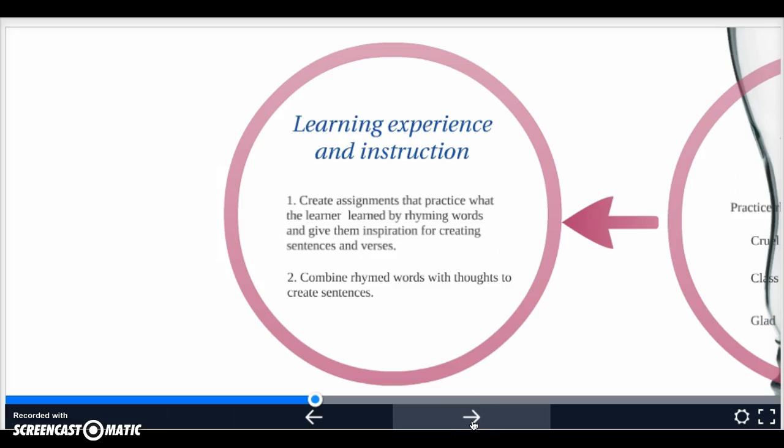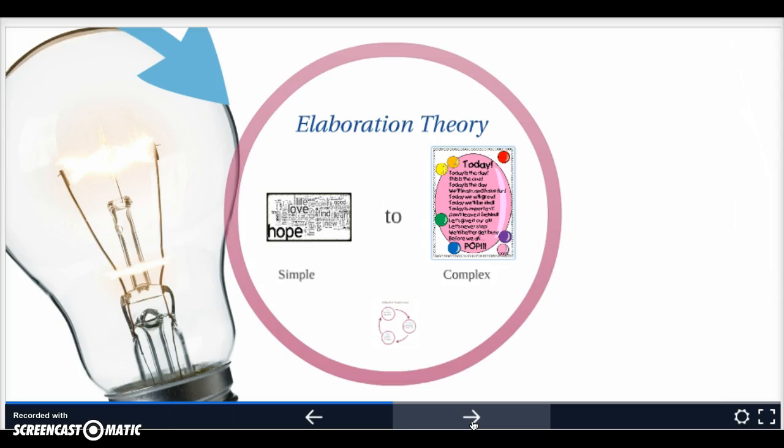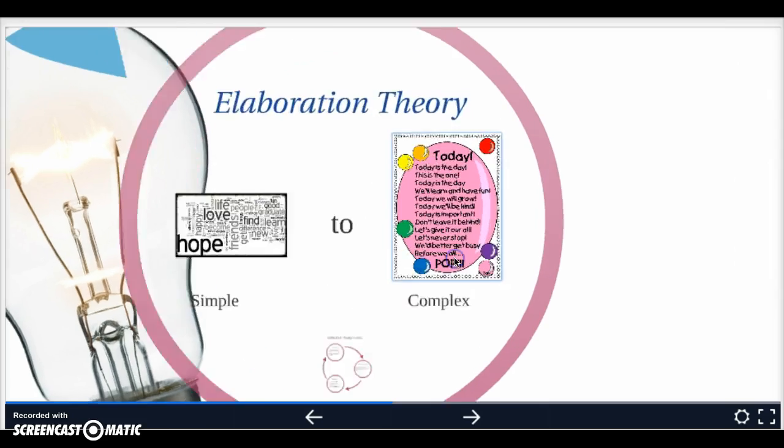And before I critique backward design, I'd like to look at elaboration theory. And elaboration, basically what it means is simple to complex. You're taking a concept, which is here the words, and putting it into a more complex environment, which would be the poem.